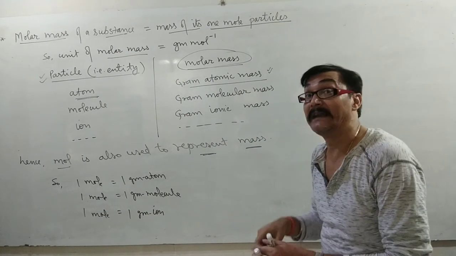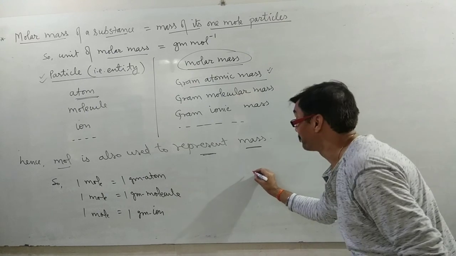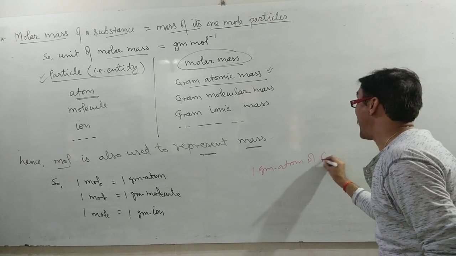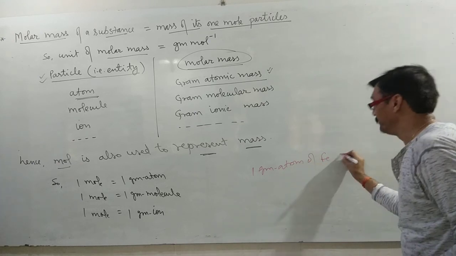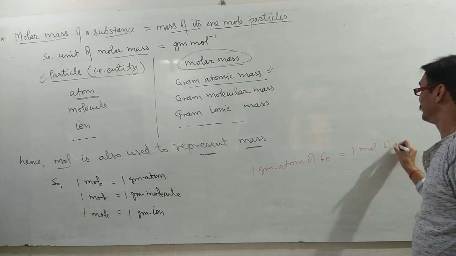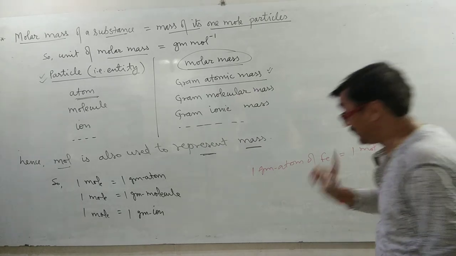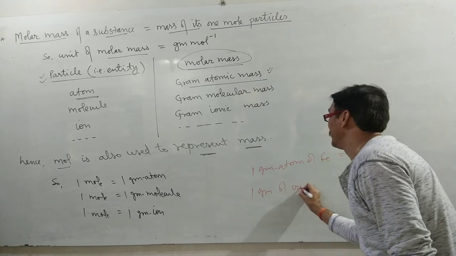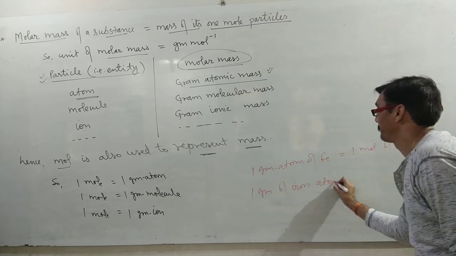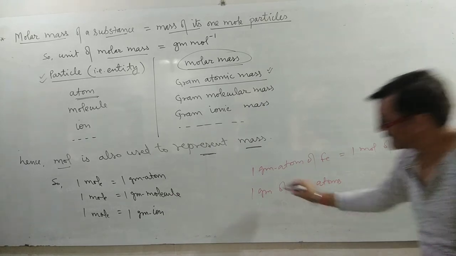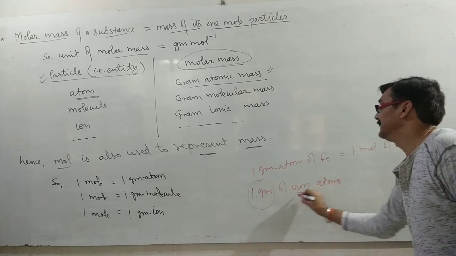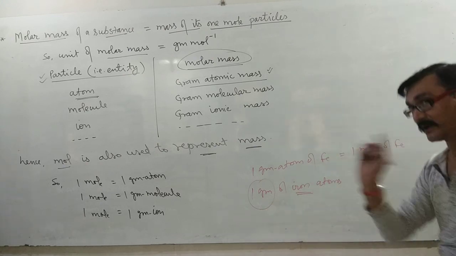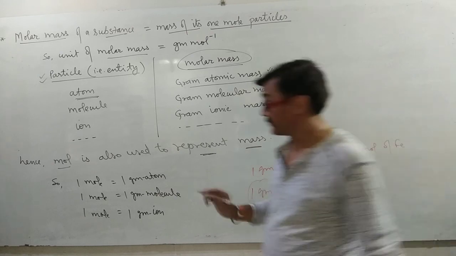But here is a little difference. If I say 1 gram atom of iron, it means 1 mole of iron. But if we say 1 gram of iron atoms, then it is the mass of iron. It is not mole. It is just a mass, 1 gram of iron atoms.